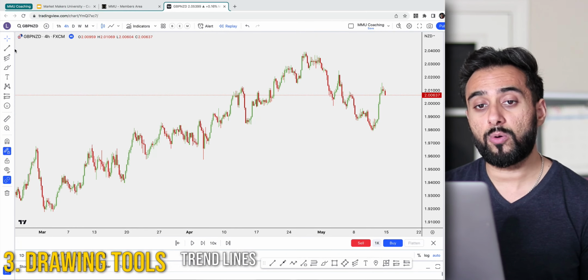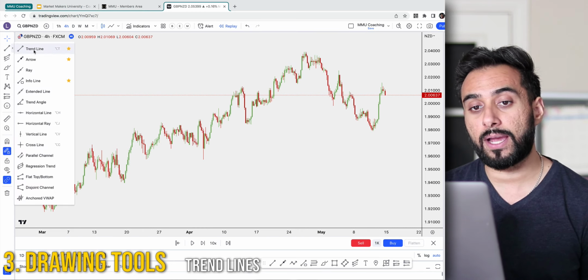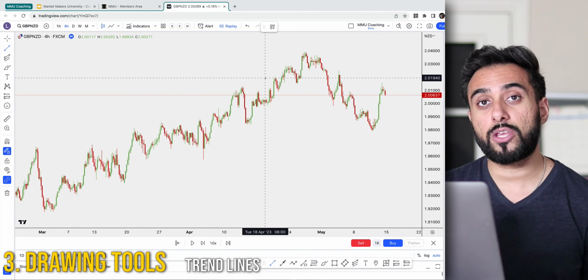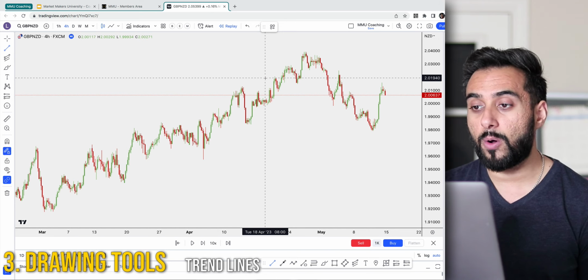So the trend line tool, you can access that right over here on the left side. You kind of see where it says trend line. Once you have that selected, essentially we're using it as a reference point of where the price might react in the future. Let me go ahead and give you an example.